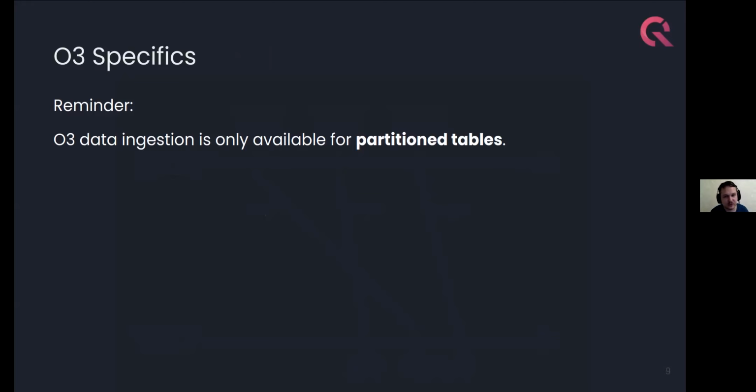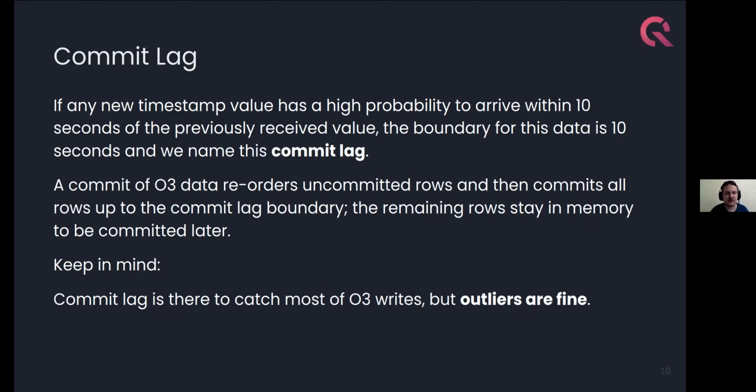So out of order writes have one important rule to keep in mind. You need to use a partition table to be able to write data out of order. Otherwise, you just get an error back from the database when you try to insert a stale record into the database. So just keep that in mind.